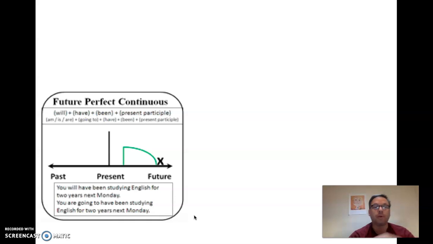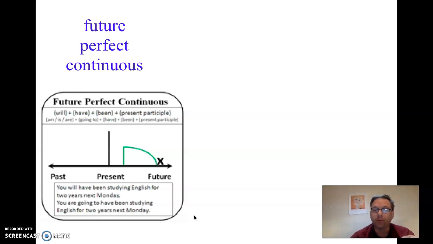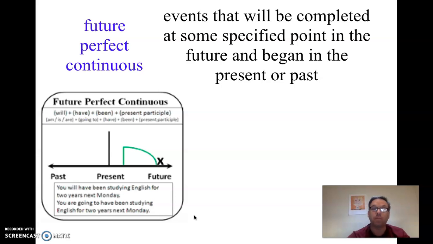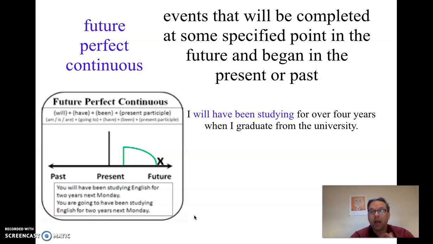All right, let's look at our last one. And this is the future perfect continuous. And again, continuous, so related to something sort of ongoing. The future perfect continuous deals with events that will be completed at some specified point in the future, and they began in the present or the past, right? Or possibly also the future. Look at an example. I will have been studying English. I will have been studying for over 4 years when I graduate from the university.